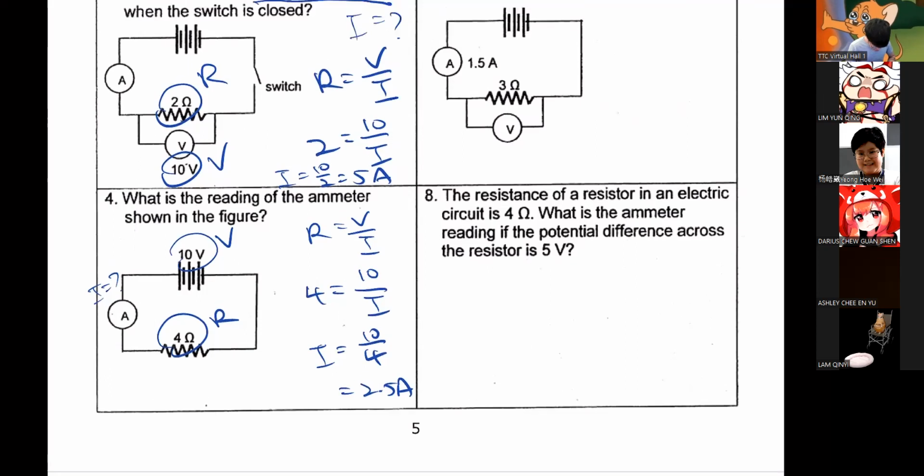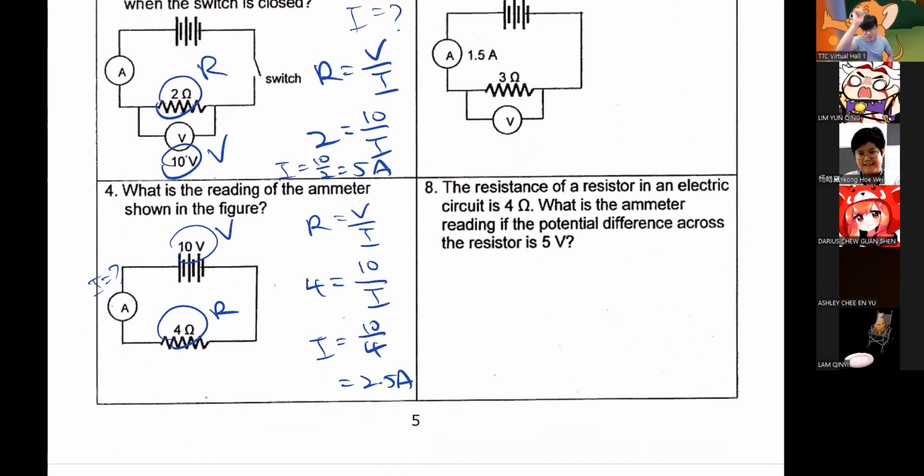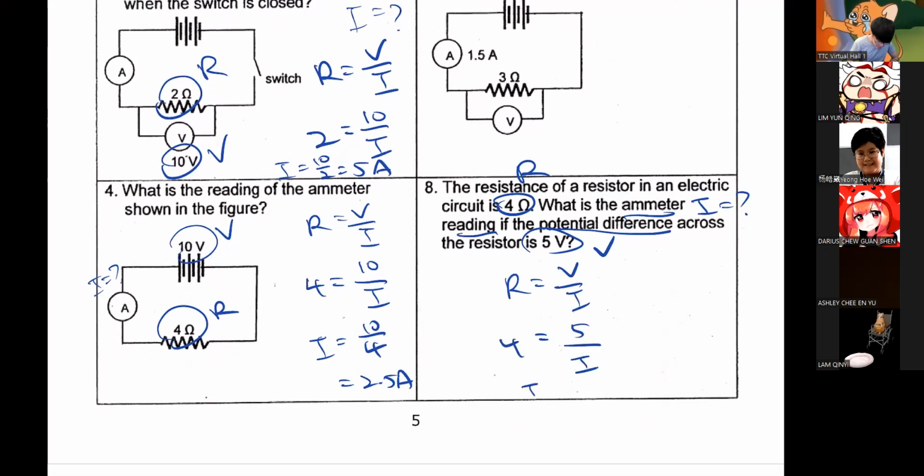All right, next. I'll go to number 8 first. So the resistance R is 4. What is the ammeter reading? That means that's the I. If the potential difference, you might say, what is potential difference? That means the voltage, same meaning. So R equals V over I. 4 equals 5 over I. So I equals 5 over 4. So this is 1.25A.